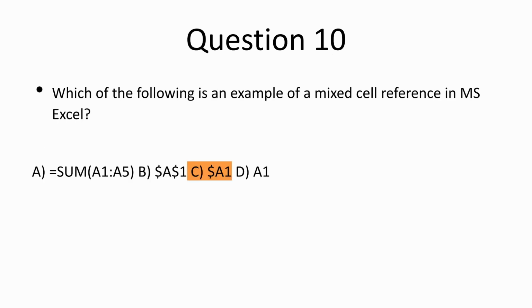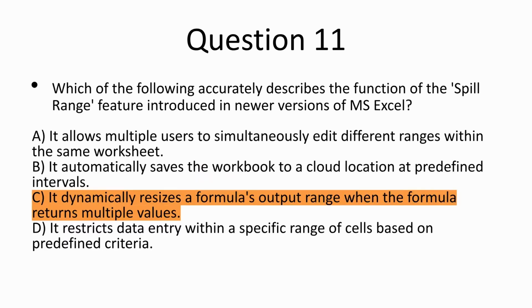Question 10. Which of the following is an example of a mixed cell reference in MS Excel? The correct answer is C. 1 Australian dollar. Question 11. Which option accurately describes the function of the spill range feature in newer versions of MS Excel? C. It dynamically resizes a formula's output range when the formula returns multiple values.